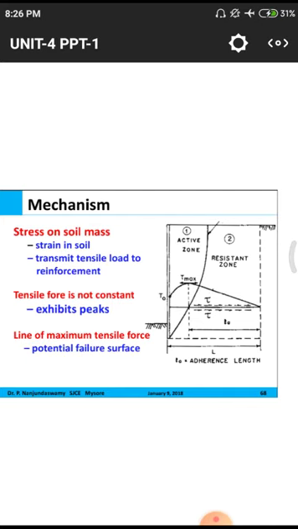And the mechanism: what is the stress on a soil mass? On that particular stress on a soil mass we have two classifications. The first one is the strain in soil, the second one is the transmitted tensile load to the reinforcement, and the third one is that tensile force is not constant; it exhibits a peak, that means it exhibits a maximum value. Line of maximum tensile force means a potential failure surface is also there.